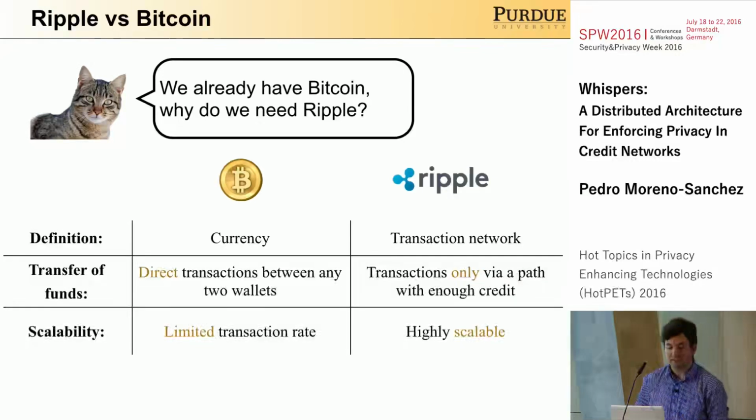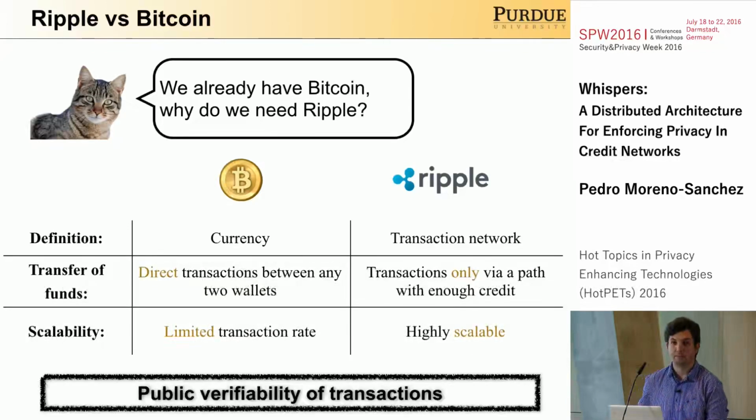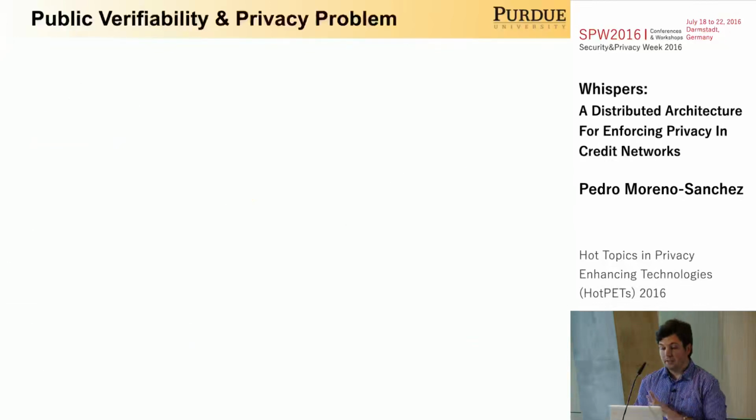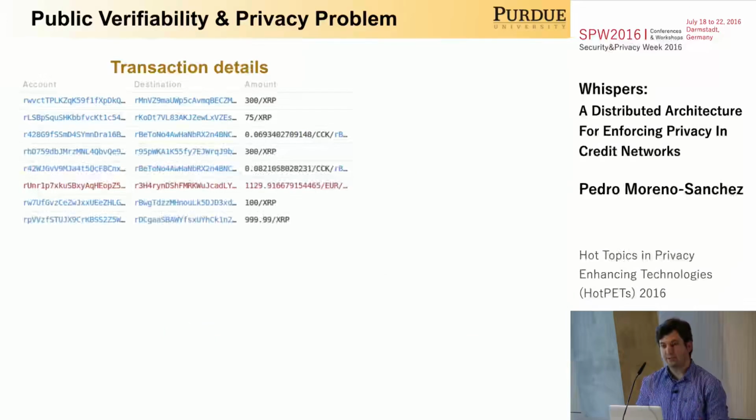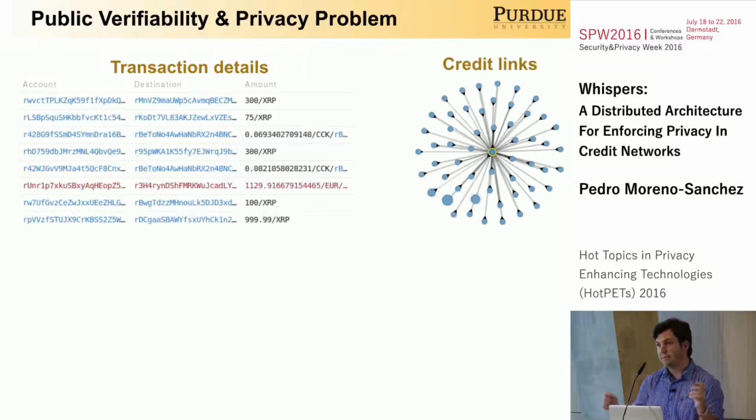Another difference between the two systems is scalability. The permissionless nature of Bitcoin makes the whole consensus process really slow, and transactions can be added only at a limited transaction rate. However, in Ripple, transactions have a more local nature, which allows adding transactions faster to the system, and the system becomes more scalable. However, both systems have a common point, and the idea is that transactions are publicly verifiable. In Ripple, this public verifiability is enabled by the fact that they publish the complete list of transactions. They also publish all the links between every two users in the system.